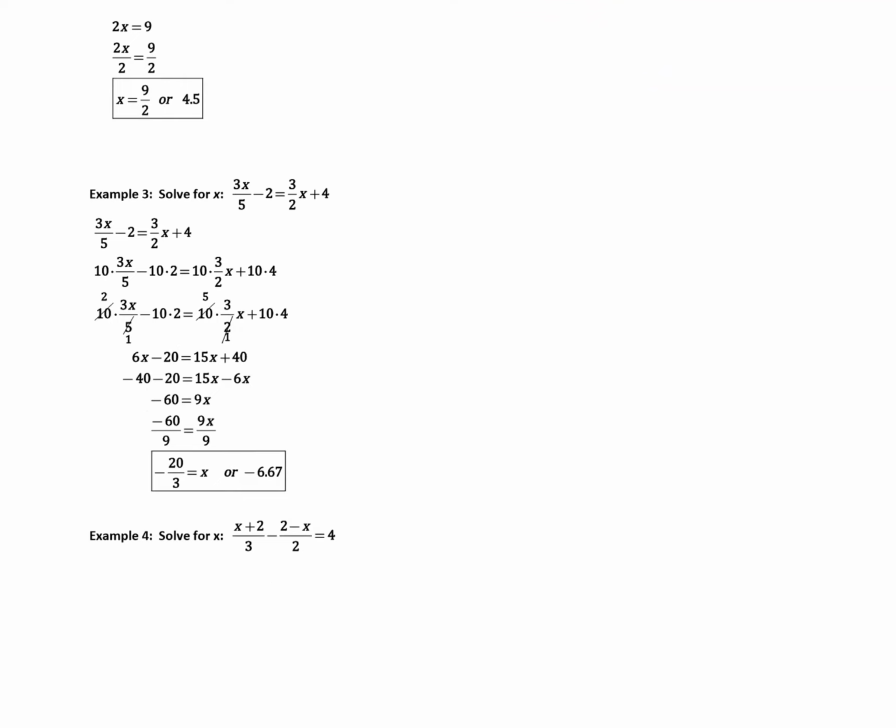Okay, here I have fractions. So I want to look at the two fractions. It's 5 and 2. Easy way to find the correct number is just to multiply the two of them by each other, so I get a 10. So I have to multiply each and every term by 10. I just can't do the fractions. It has to be everything. So I set that up right here.